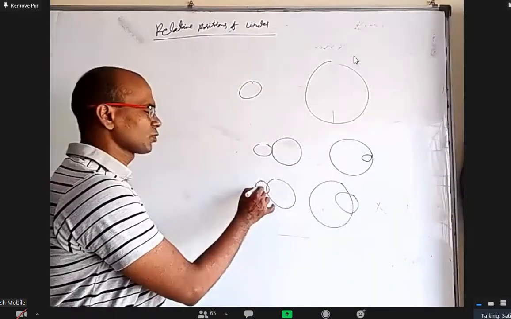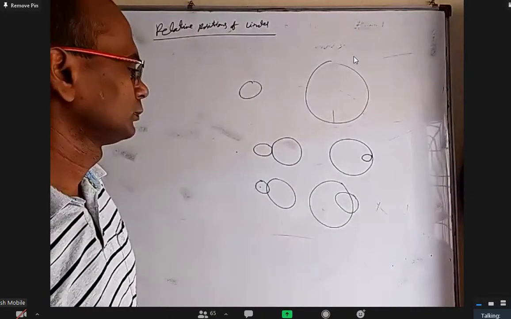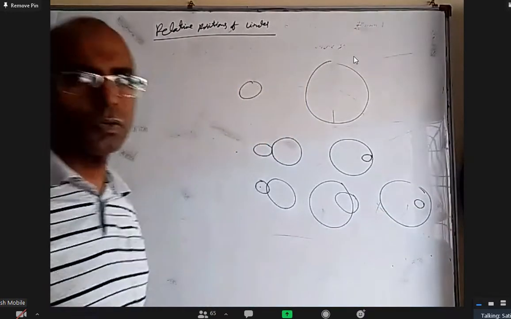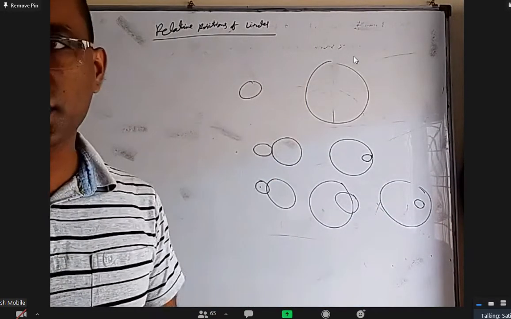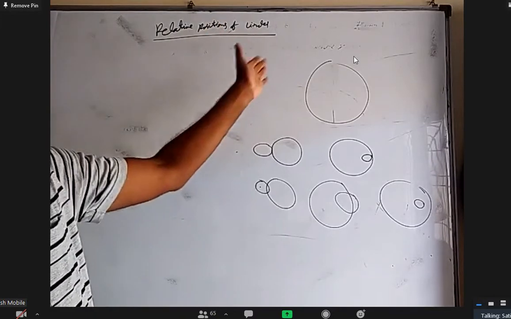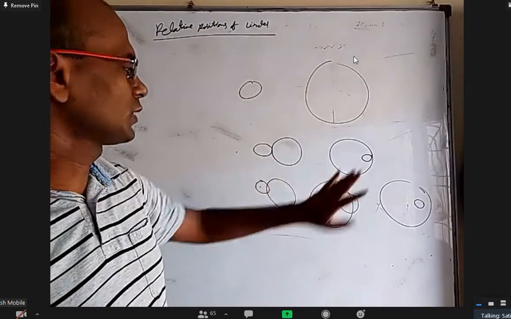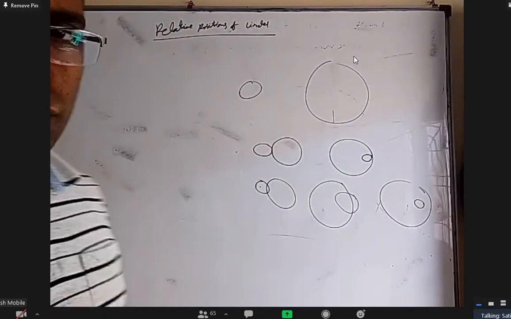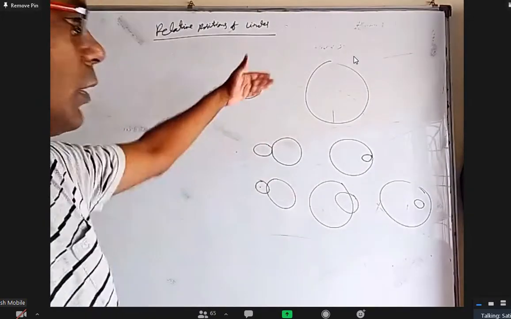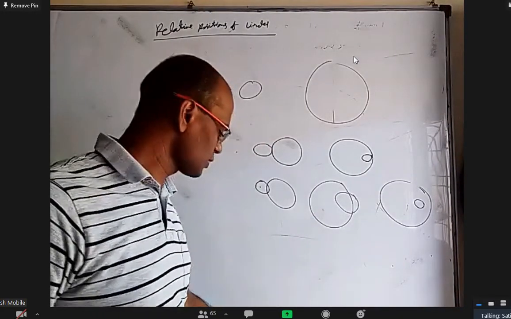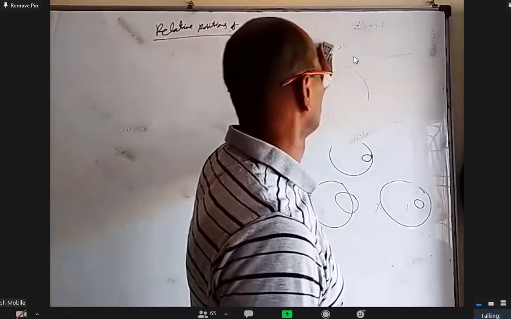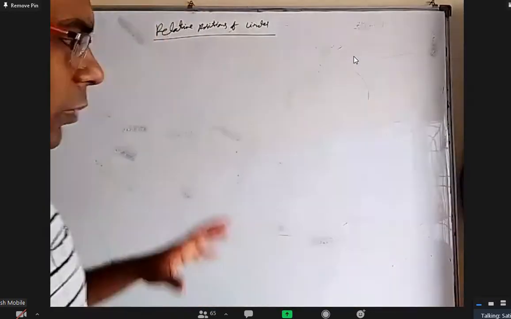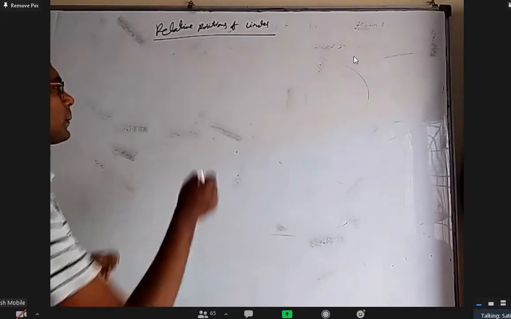Next, one circle can be completely inside the other, including concentric. So these are the 5 cases for two circles: completely exterior to each other, touching externally, touching internally, intersecting, and one is inside the other. When two circles' equations are given, how will you know which kind of case they belong to? It's actually very, very simple.